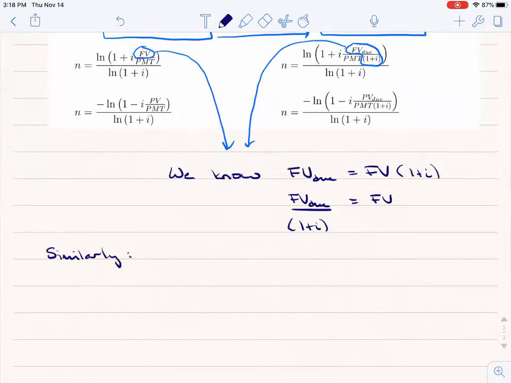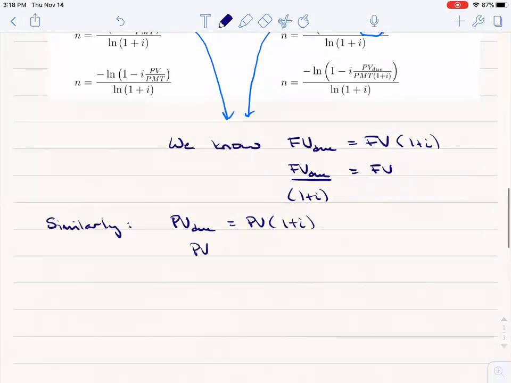Similarly, the present value due is the present value times 1 plus i. So the present value must be the present value due over 1 plus i. Same idea.